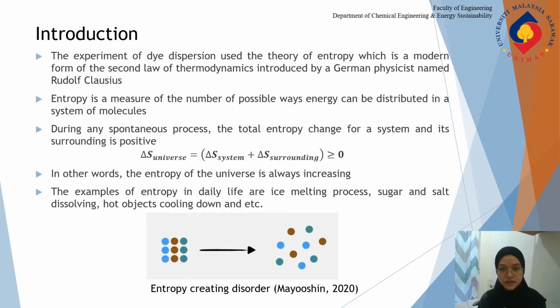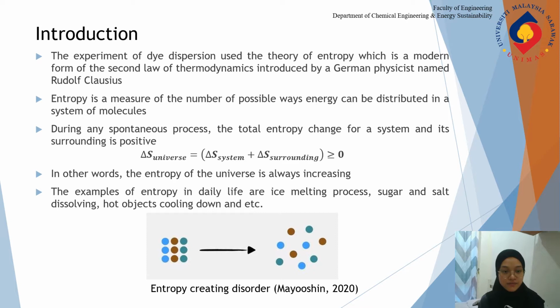For introduction, the experiment of dye dispersion used the theory of entropy, which is a modern form of the second law of thermodynamics introduced by a German physicist named Rudolf Clausius. Entropy can be defined as a measure of the number of possible ways energy can be distributed in a system of molecules.